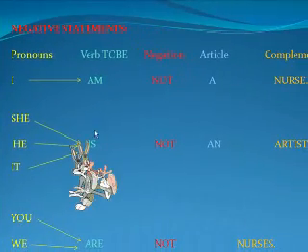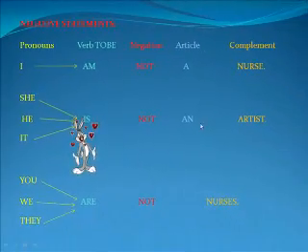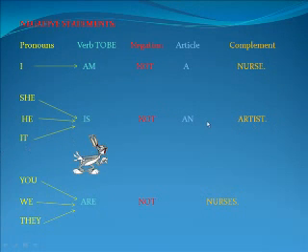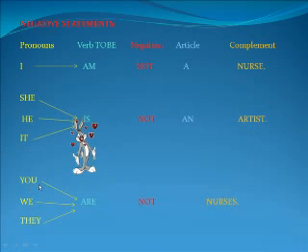She is not an artist. He is not an artist. It is not an artist. You are not nurses. We are not nurses.